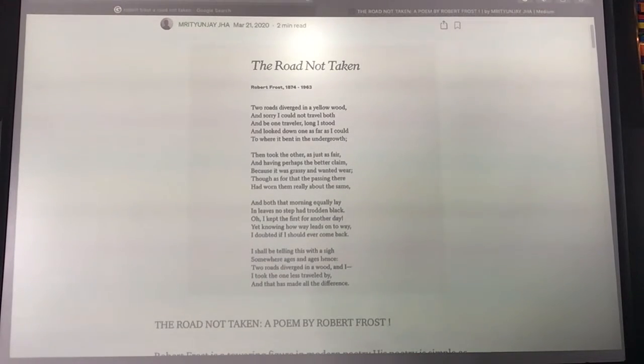Oh, I kept the first for another day, yet knowing how way leads on to way, I doubted if I should ever come back. I shall be telling this with a sigh, somewhere ages and ages hence. Two roads diverged in a wood, and I took the one less traveled by, and that has made all the difference.